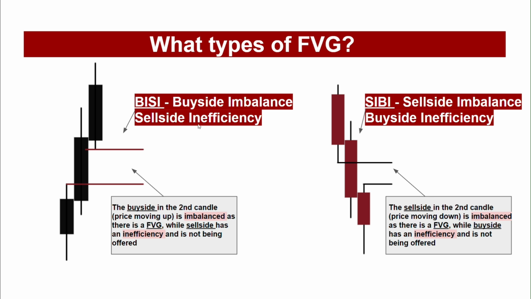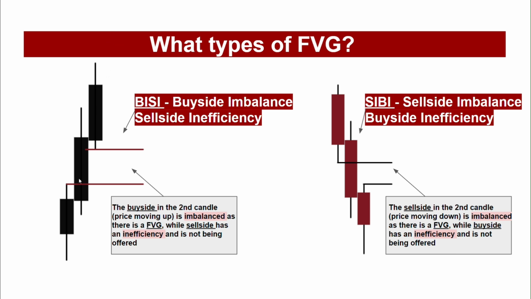So these were the two explained earlier. And we have to understand this is a BISI. And we're going to explain why it's a BISI and why this is a SIBI. So this is a BISI because it's a buy-side imbalance. So this is the buy side when price is going up. So price is going up and buy side is getting delivered because there's buy side liquidity here, buy side liquidity here, and these are all getting swept, okay?